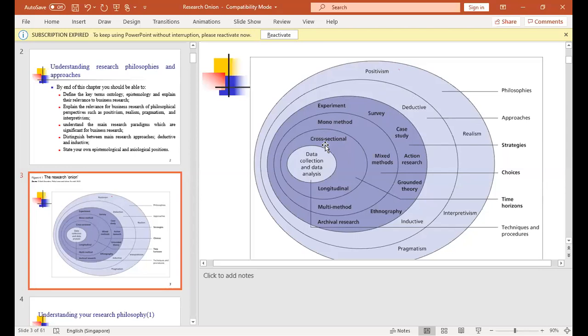Pragmatism. So you go along pragmatism, but you're still more on the theory side, because we develop the conceptual framework.